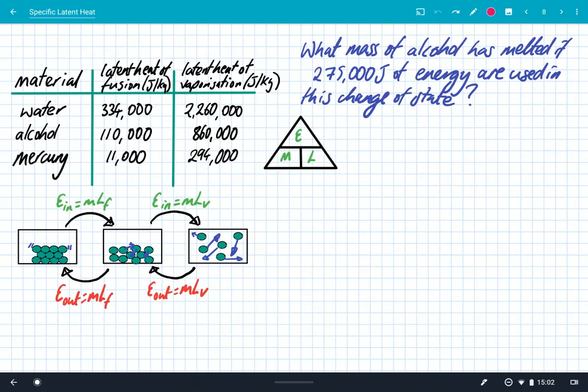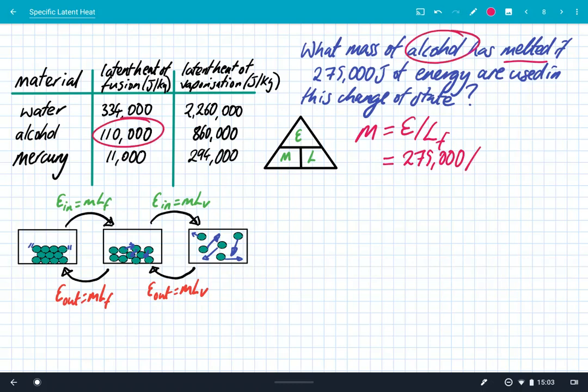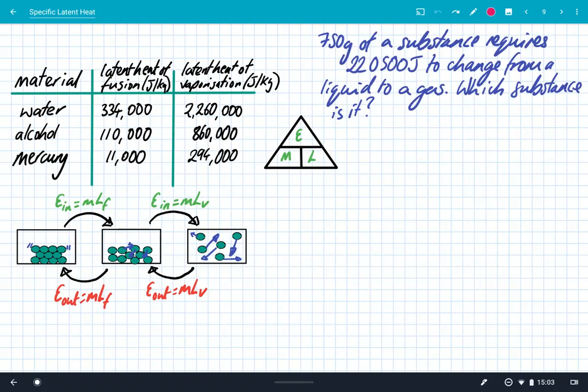This next question is slightly different. What mass of alcohol has melted if 275,000 joules of energy are used in this change of state? So we want to know the mass, and we're going from solid to liquid because we're talking about melting. So the equation for mass, M, is the energy divided by LF. And we're going to use LF because we're talking about going from a solid to a liquid. The energy supplied is 275,000. And we need to use the LF of alcohol, which is 110,000 joules per kilogram. And that gives a mass of 2.5 kilograms. Very simple, very straightforward.